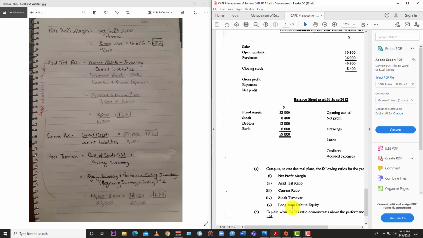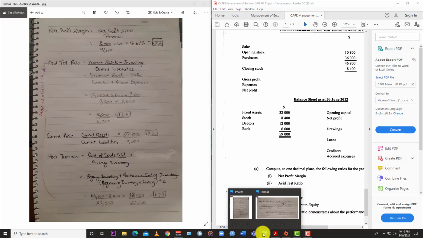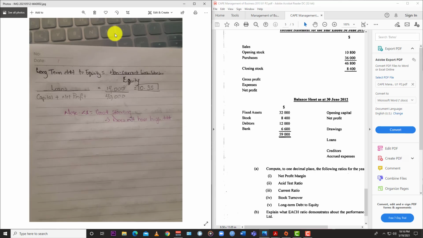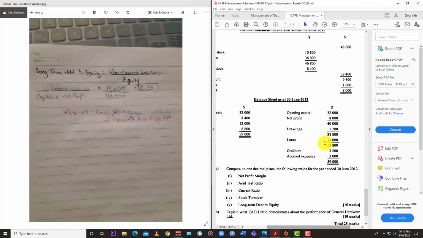The last one, long-term debt equity. How do we find that one? The long-term debt equity is non-current liability over equity. You have loans as a non-current liability. So you have your loans, which is right here, 14,000, and then you have capital plus net profit.